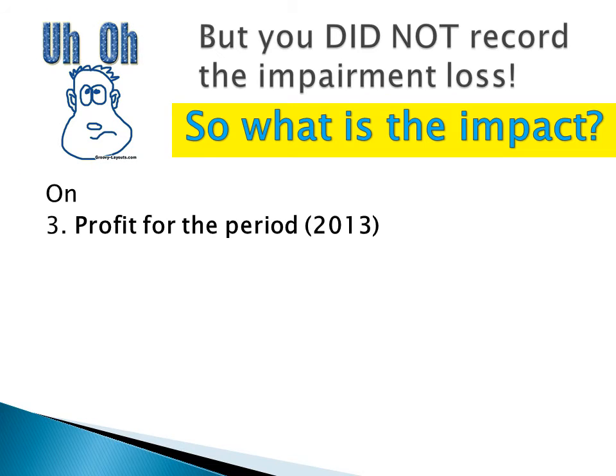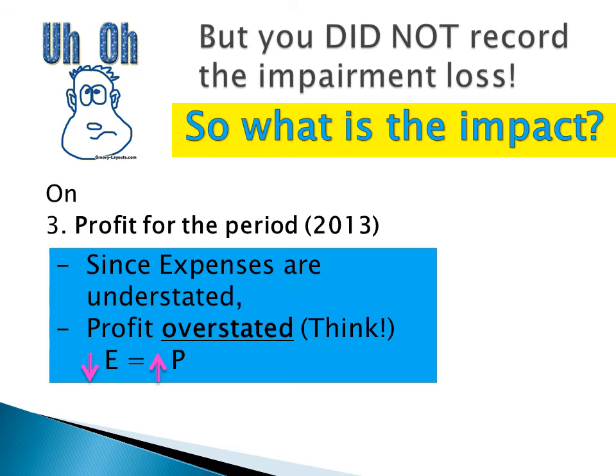Then what is the impact on profit for the period 2013? Since expenses are understated, profit will be overstated. I want you to think. If there are less expenses, there will be more profit. Less expense, more profit. So, expenses understated, profit will naturally be overstated.